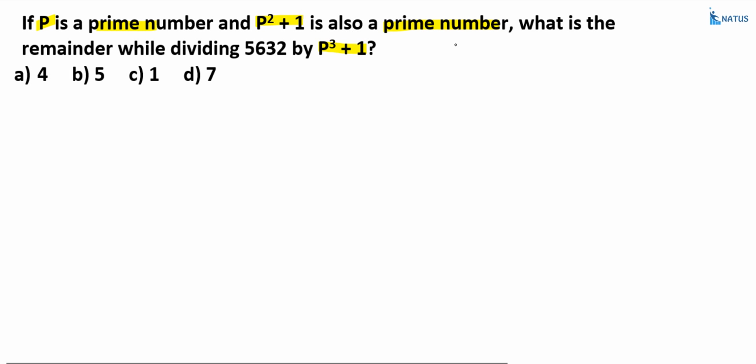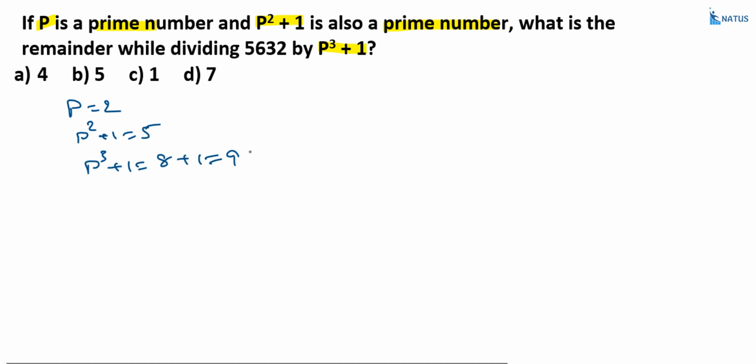So what is the possibility here? Only one possibility is there. When P is equal to 2, then P square plus 1 is equal to 5, which is a prime number, right? Now what about the condition P cube plus 1? What is P cube plus 1? That is equal to 8 plus 1, which is equal to 9.